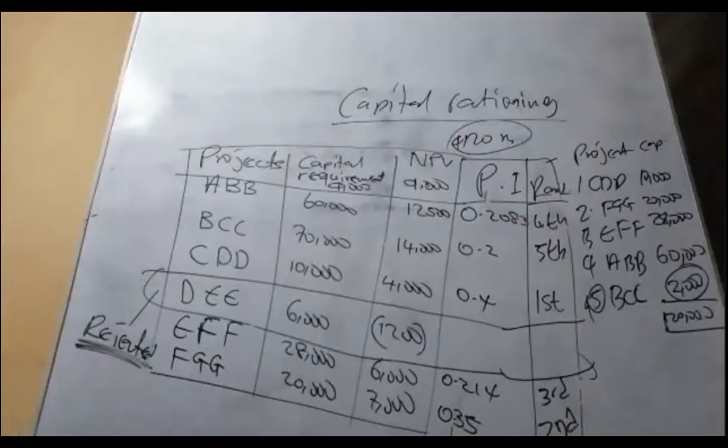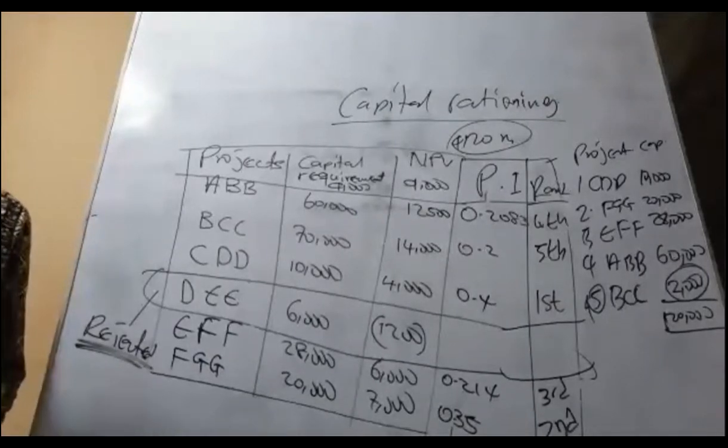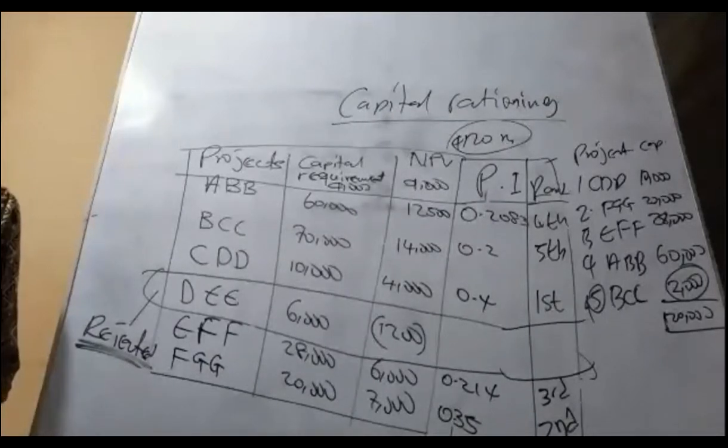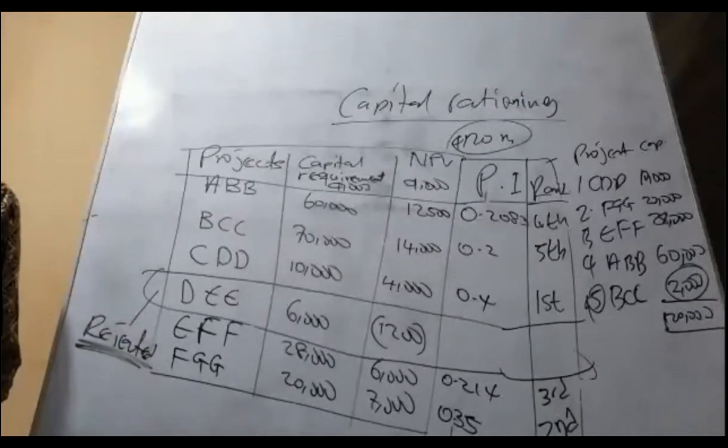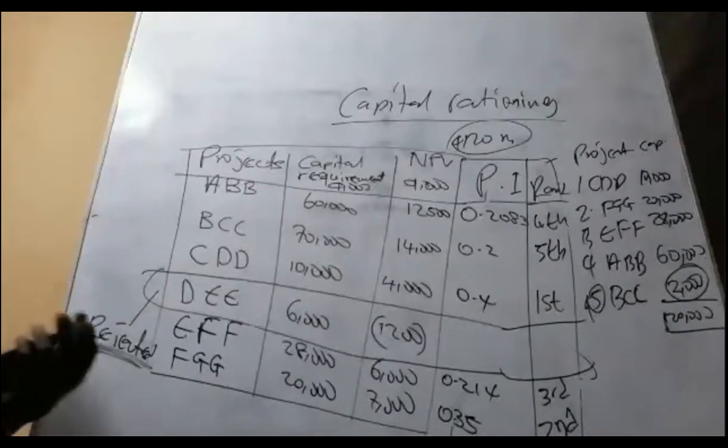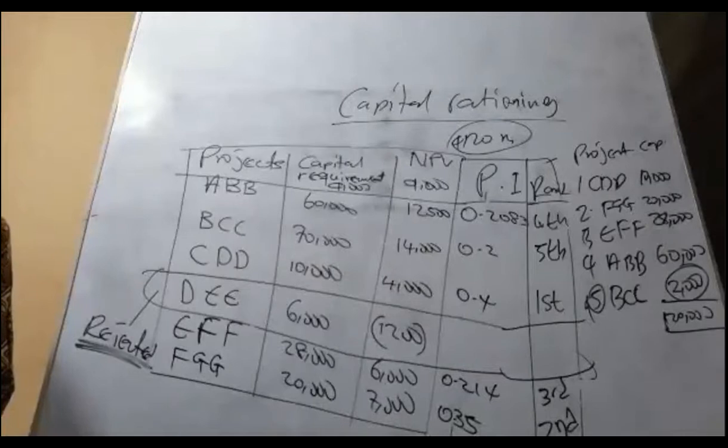Now this is a single period capital rationing, just for a particular period, not for multiple periods like two or more years. For that one, we have to use linear programming to calculate the shadow prices too. Great. So I am done with the capital rationing.